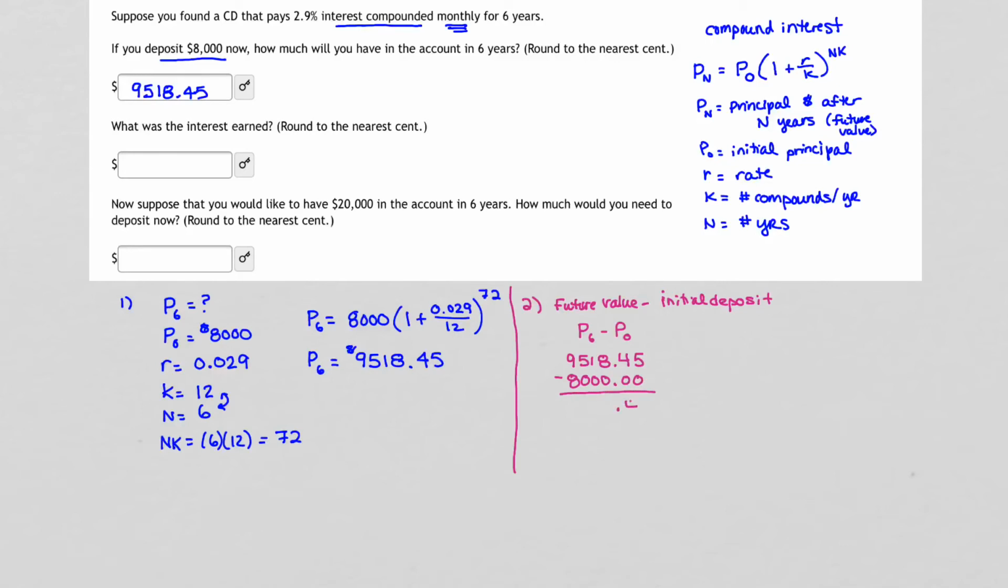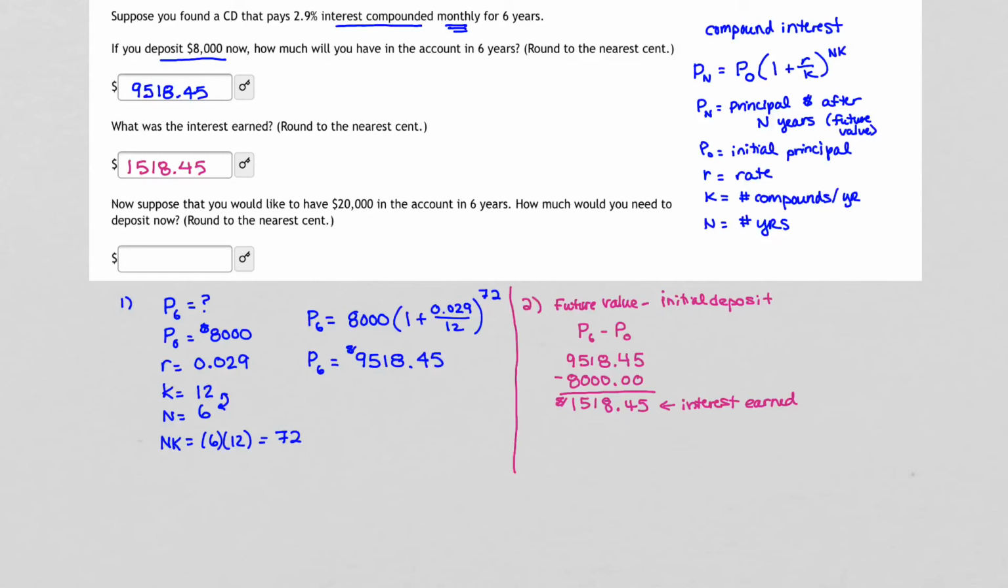When we subtract, we get a total of $1,518.45, and this is the interest that we've earned. So I'll put that in our second box, $1,518.45. Finally, we do the third part. Now suppose that you'd like to have $20,000 in the account in 6 years. How much would you need to deposit now?